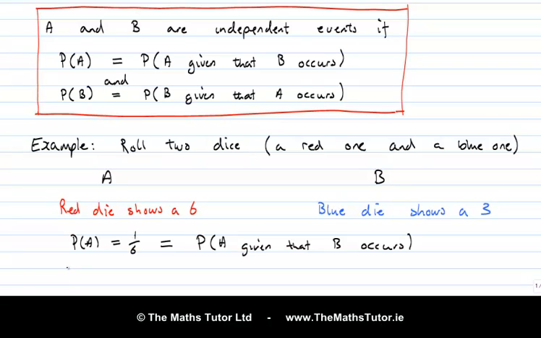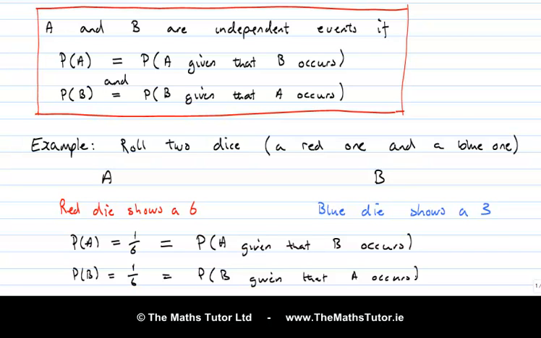And the same goes the other way. The probability of B, the probability that the blue die shows a 3, is also 1 over 6. And that's the same as the probability of B given that A occurs. No matter what the red die shows, the probability that the blue die shows a 3 is always going to be 1 over 6. So these two events are independent events.